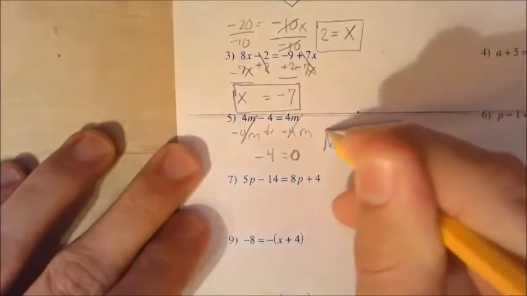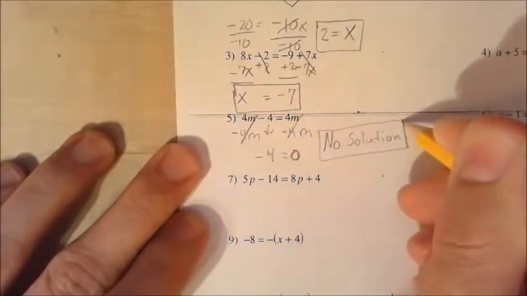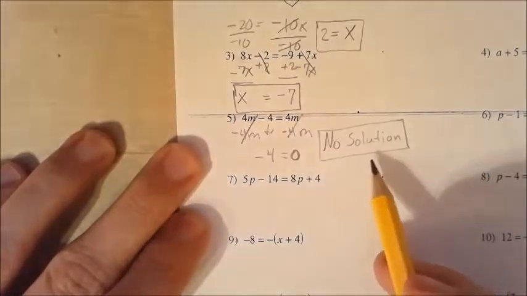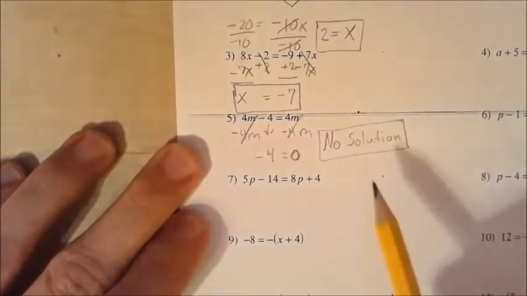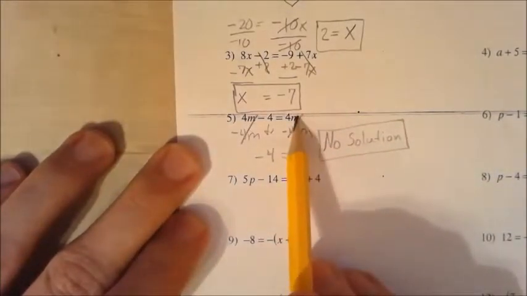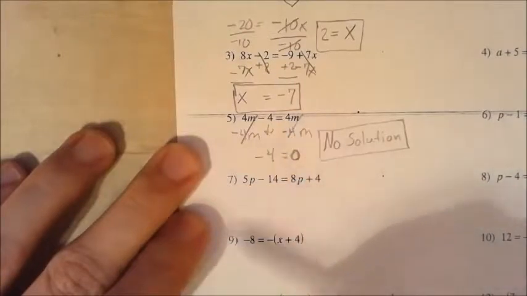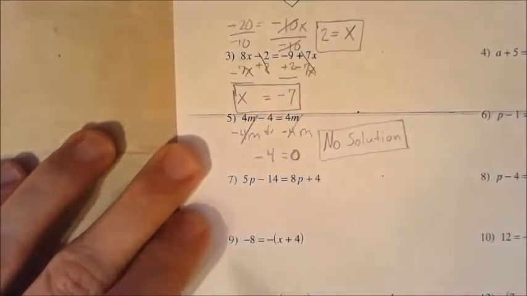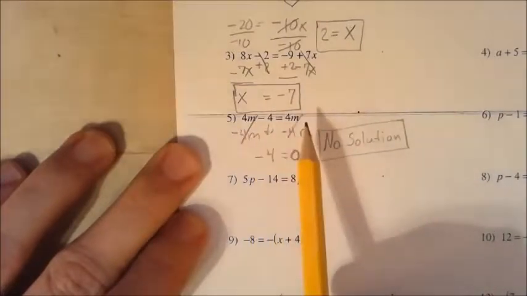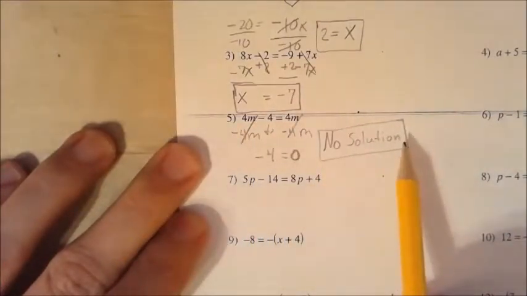That's one of our vocabulary words that we went over in our Cornell notes on this. And when you see that no solution, what it means is it doesn't matter what number we plug in for this variable m, it's always going to show an untrue statement. So because there is no number that will ever make this equation true, there is no solution to the problem.